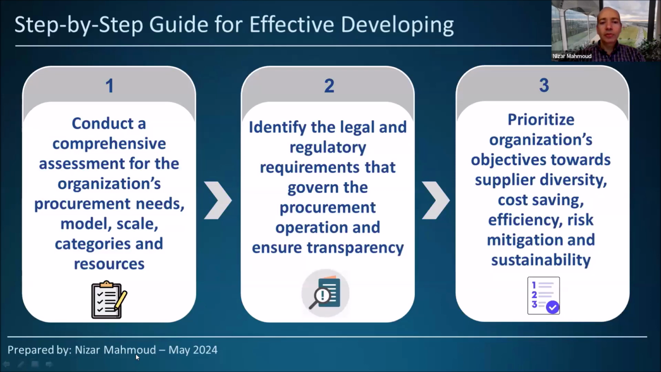And then we should prioritize the objectives of the company. So is it cost saving, efficiency, diversity of the suppliers, risk mitigation, or sustainability? This should be clarified. What are the priorities of the company?